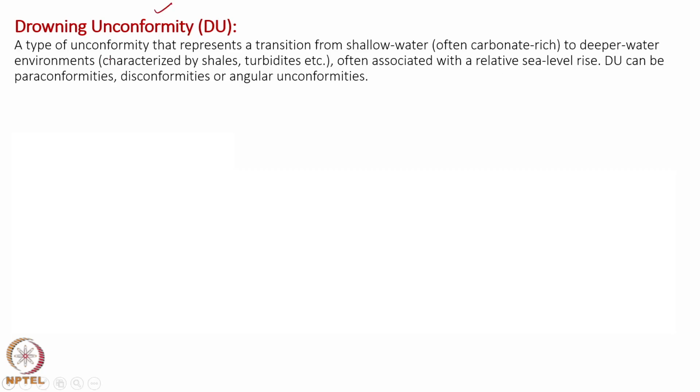Let us look at another term, drowning unconformity. It is a type of unconformity that represents a transition from shallow water, and this shallow water can be carbonate rich. Not all carbonates indicate shallow water, but through other studies we can establish that these carbonates are indicating shallow water, and transition to a deeper water environment. The deeper water environments can be characterized by shales where slow deposition of fine particles happens, and also the turbidites. Now, these drowning unconformities are associated with relative sea level rise.